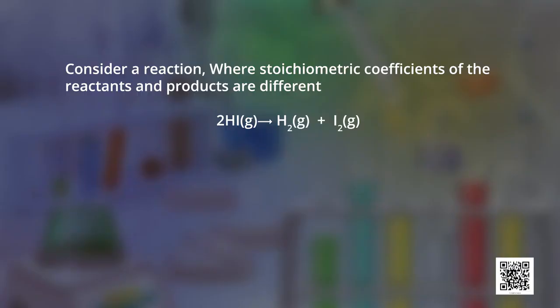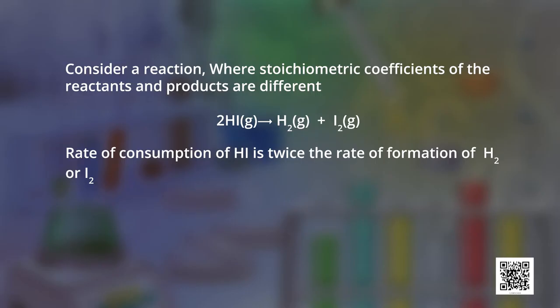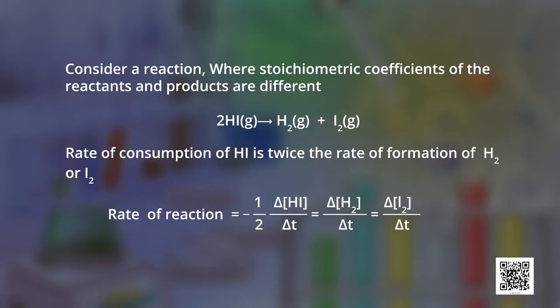Let us consider a reaction where stoichiometric coefficients of the reactants and products are different. Rate of consumption of HI is twice the rate of formation of H2 or I2. Hence, to make them equal, the term delta HI is divided by 2. Therefore, rate of reaction is expressed as shown on the slide.